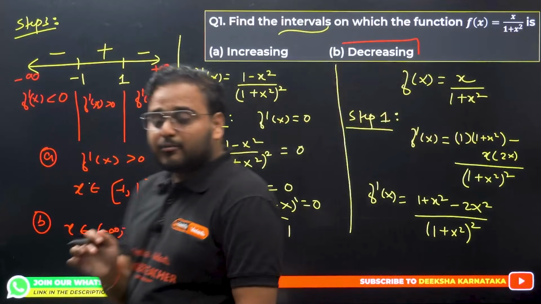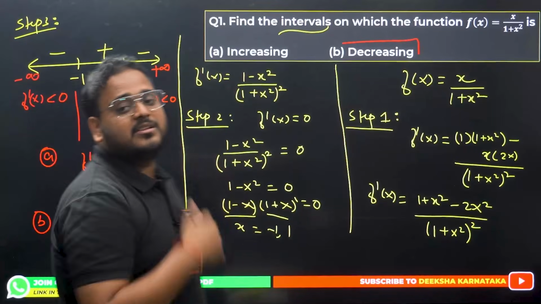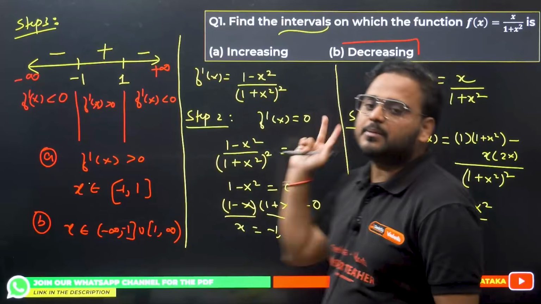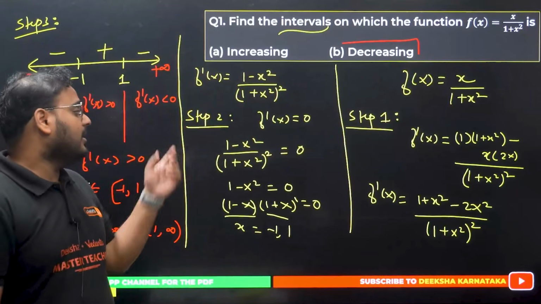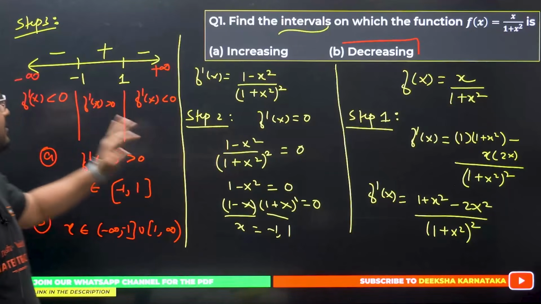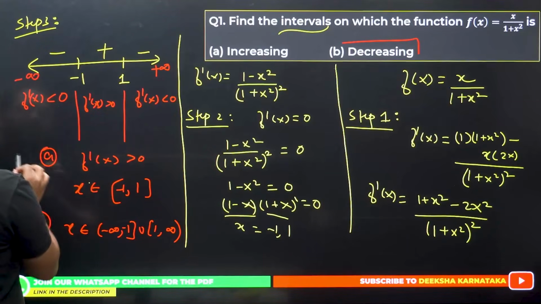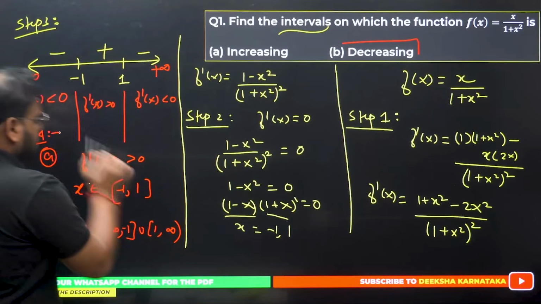Yes, I've taken some time to explain this part, but I wanted to be very sure that you all got these steps. Step number 1, finding the derivative. Step number 2, finding the critical points using derivative equal to 0. The third one is drawing the number line, and the fourth, of course, is to figure out the intervals. Step 4 is finding the intervals.